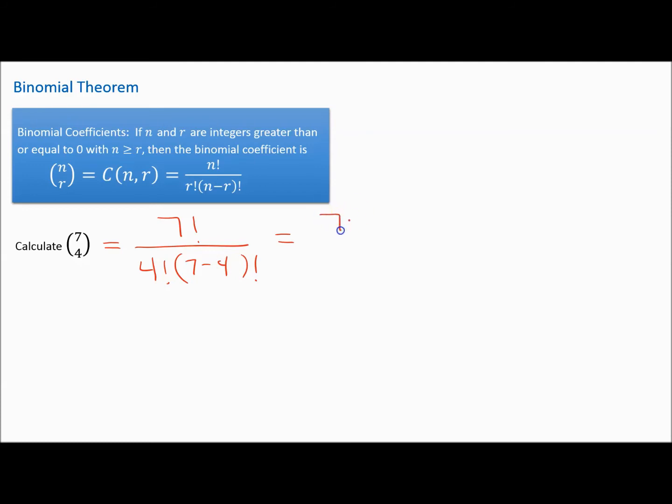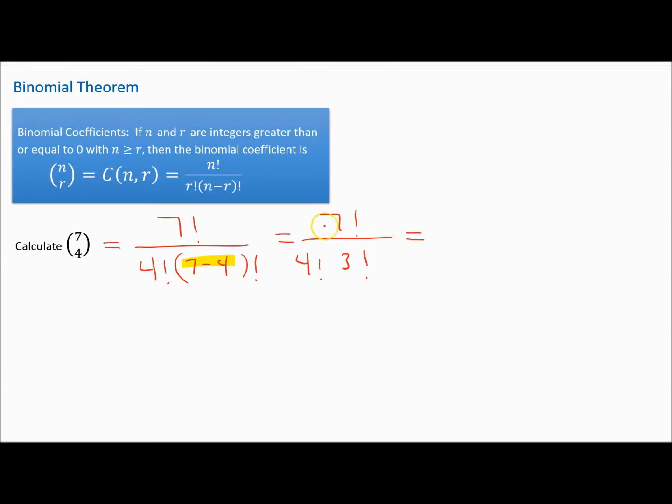I'm going to simplify 7 factorial over 4 factorial times 3 factorial. You with me? I just went ahead and did the next step, which is to subtract. You have to do that next. Now here's the fun part to me. I really like this simplifying step.